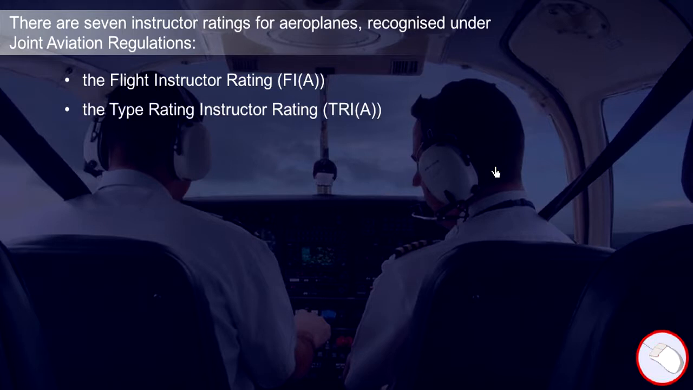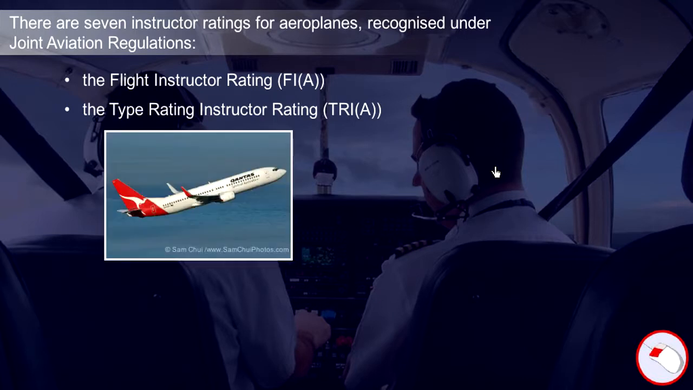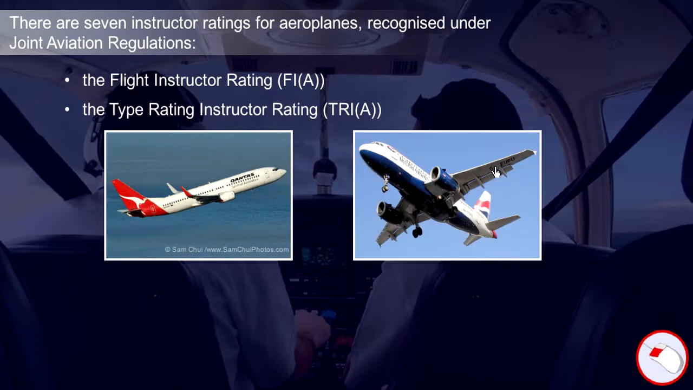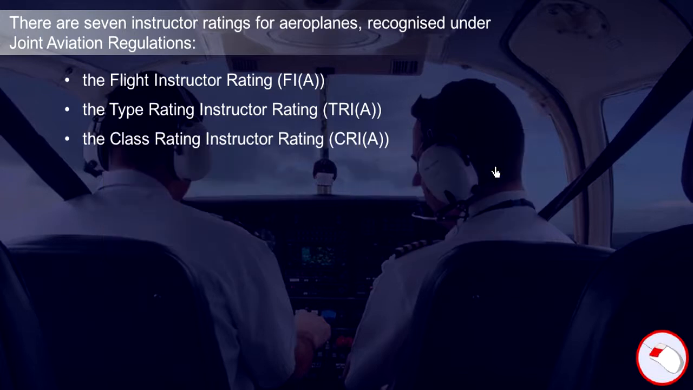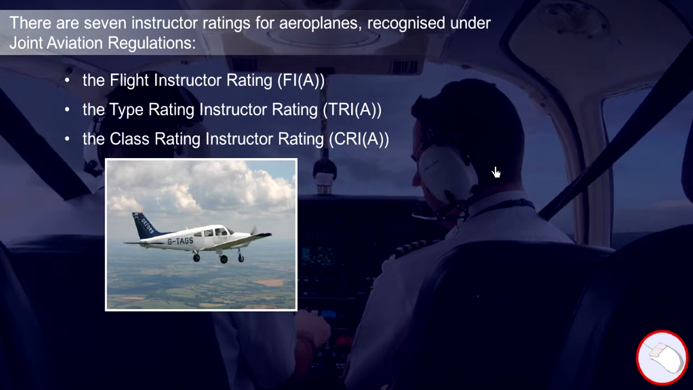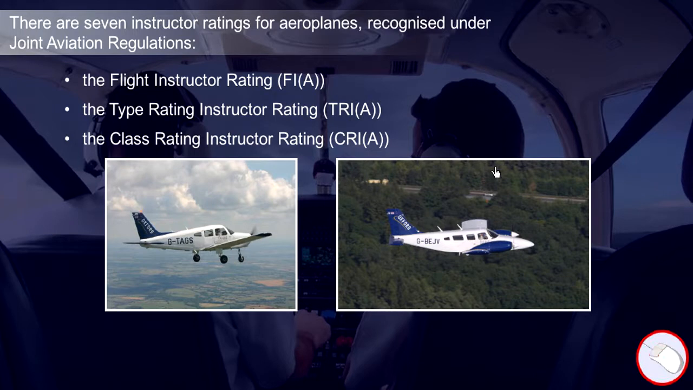The type rating instructor. A type rating instructor, as the name suggests, can prepare a pilot, usually a professional pilot, who is qualified on one type of aircraft to become qualified on a different type of aircraft. The class rating instructor. A class rating instructor can prepare a pilot, usually a private pilot, who is qualified on one class of aircraft to become qualified on another class of aircraft.